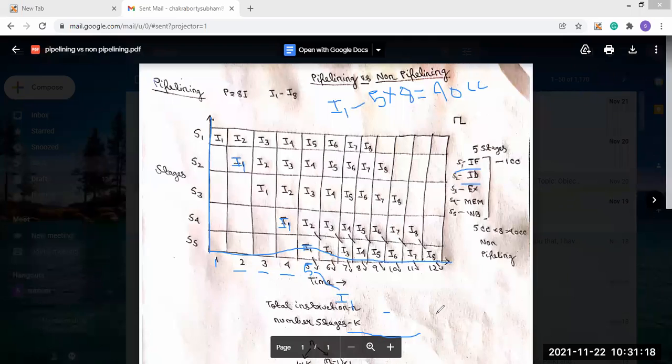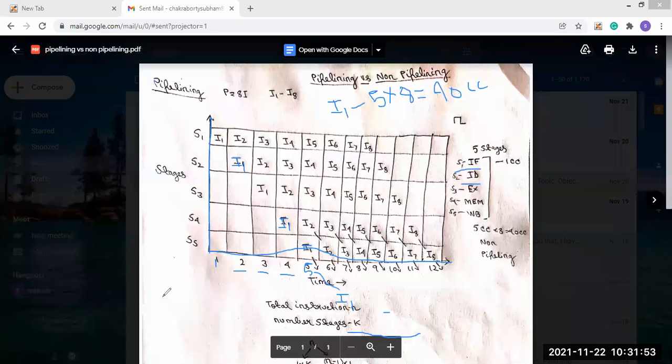Then if we do it in our non-pipelining architecture, I1 gets 5 clock cycles to execute, I2 will require 10 clock cycles, and I3 will require 15 clock cycles. But here you see I1 gets 5 clock cycles for execution, and I2 goes for execution in the 6th clock cycle. So in each clock cycle, an instruction gets executed. That is the difference. That is why we use the pipelining architecture.